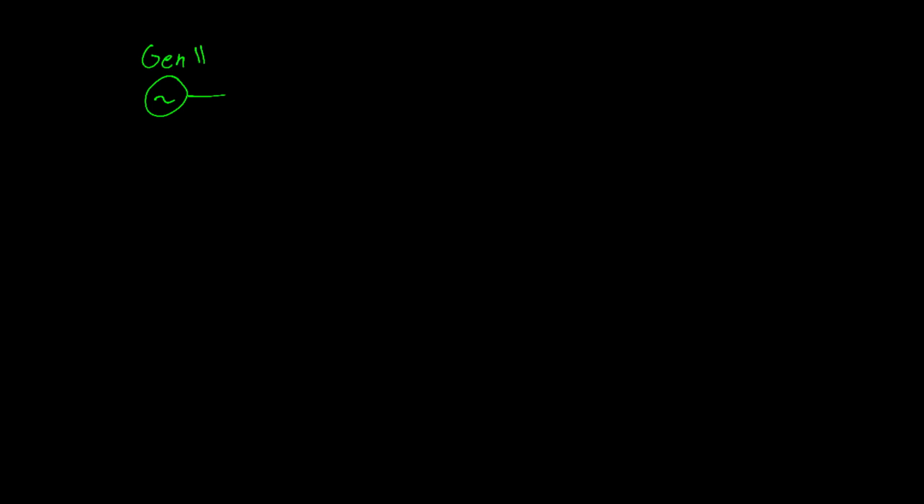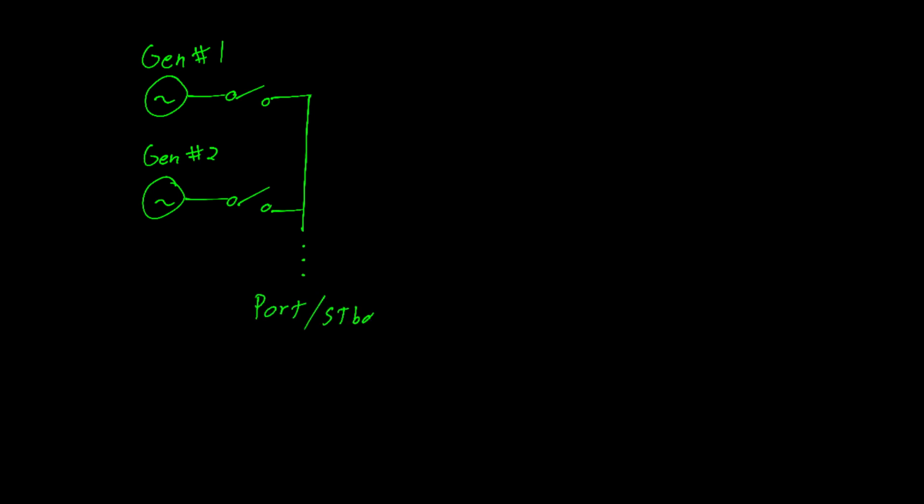Let's finish this discussion with a maritime application. Here we have genset number 1 and genset number 2. They go through switchgear and are connected up to a common bus. And I'll leave it to you to complete the port and starboard sides here. That switchgear might have an output that goes to a transformer.